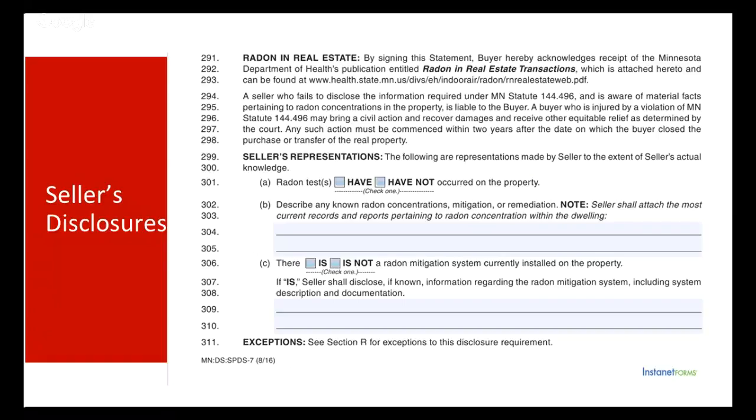Radon in real estate. By signing the statement, buyer hereby acknowledges the receipt of the Minnesota Department of Health's publication. There's a radon disclosure. You can get it from the MLS. You can just give it to buyers. Give it to your sellers as well.